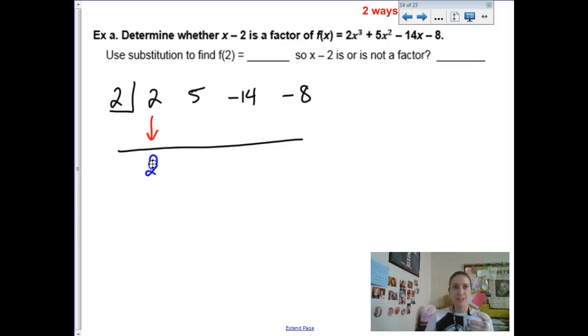Take your time, guys. All right, so 2 times 2 is 4. 5 plus 4 is 9. 9 times 2 is 18. This added together is 4. 2 times 4 is 8. Look at that. Remainder 0. So the answer is 0. So is it a factor? Yes.